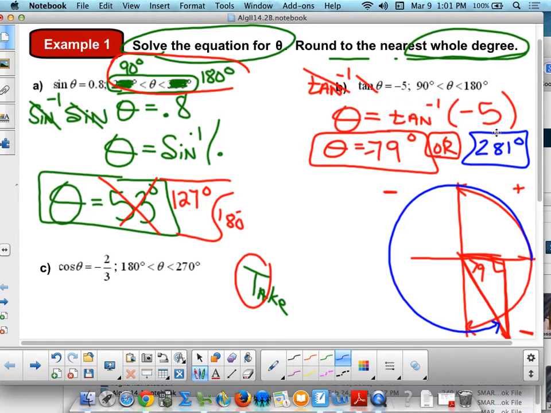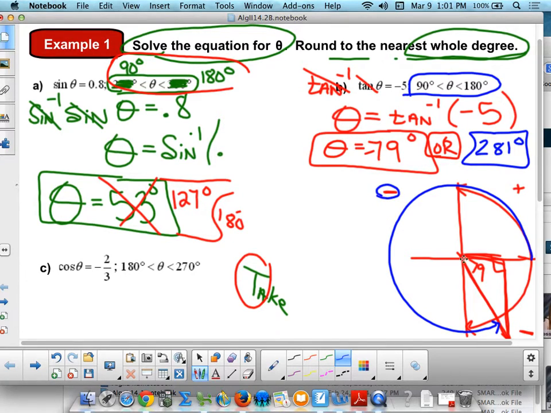What do they want though? They want between what? So they didn't even want this. This is not what they wanted. This is the calculator telling me negative 79, I converted it to positive, so it's 281. They don't even want it. They want between here and here. So this triangle must be where? Also in the second quadrant where it's negative.